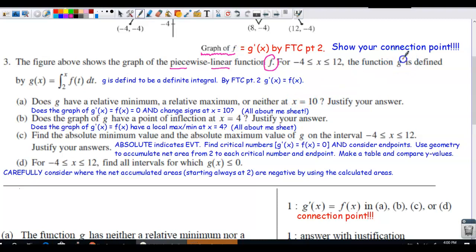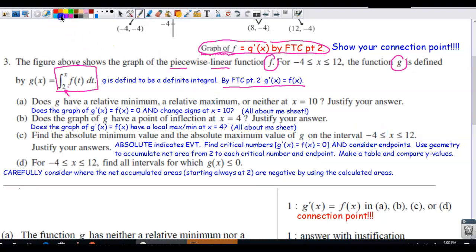And up here, they're telling us that for sure this is the graph of f. Now we have another function whose name is g, and g is defined to be a definite integral. So if I want to find a g value, I accumulate area starting at 2 to wherever I need to go. But more importantly, since g is a definite integral, then by the fundamental theorem of calculus part 2, g prime of x is equal to f of x. And notice I included it way back up here, and you're going to see me write that many times so that I make sure that I get my connection point.